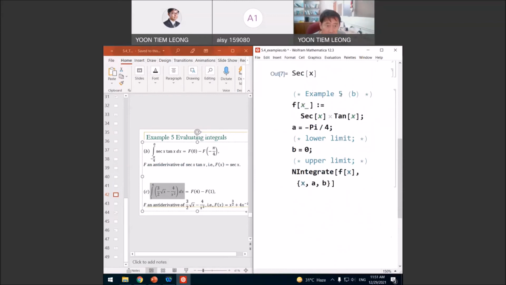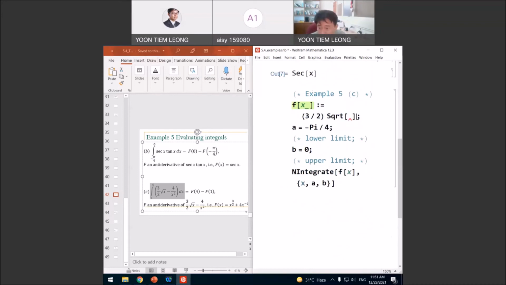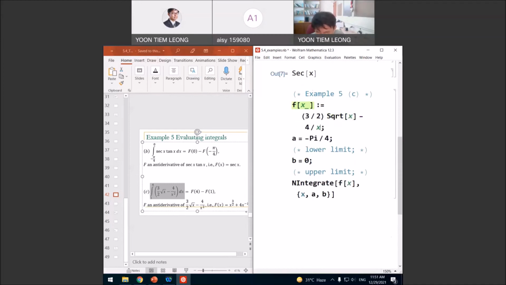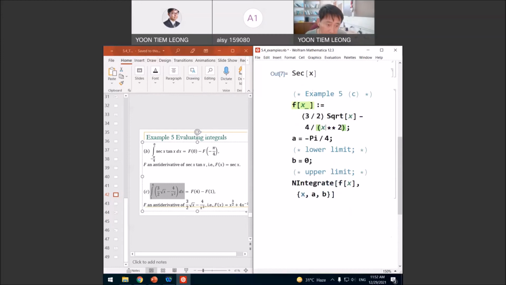the example 5C. Then I'll just define my function for 5C to be 3 over 2 times the square root of x minus 4 over x square. I think that is how you define the square. Yeah, I think so, x power 2. So am I correct? Maybe not like this. Yeah, I think this is how you define the 4 over x square.